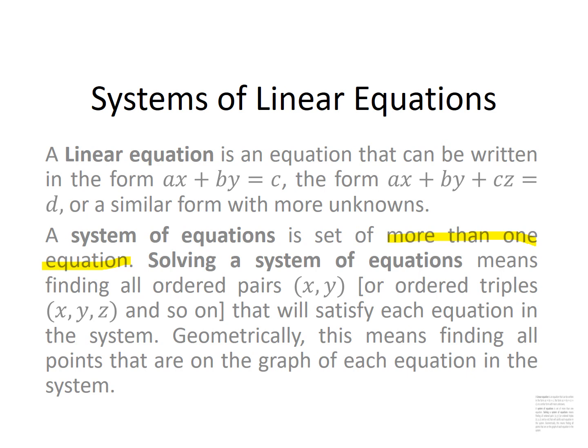Solving a system of equations means finding all ordered pairs (x, y), or ordered triples (x, y, z), and so on, that will satisfy each equation in the system. Geometrically, this means finding all points that are on the graph of each equation in the system.